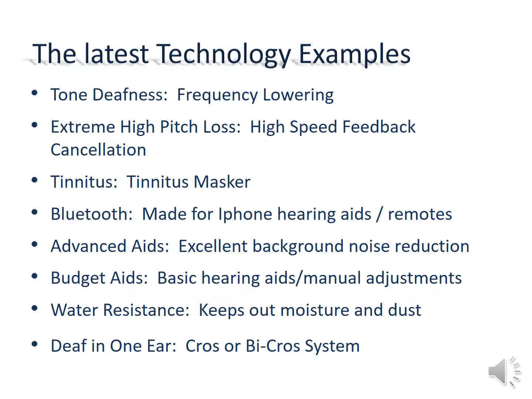And then for somebody who's actually deaf in one ear, there's a cross or a bicross system where that deaf ear actually has a device on it called a cross, which is a microphone and a transmitter, and it transmits the sound from that side over to the better ear.